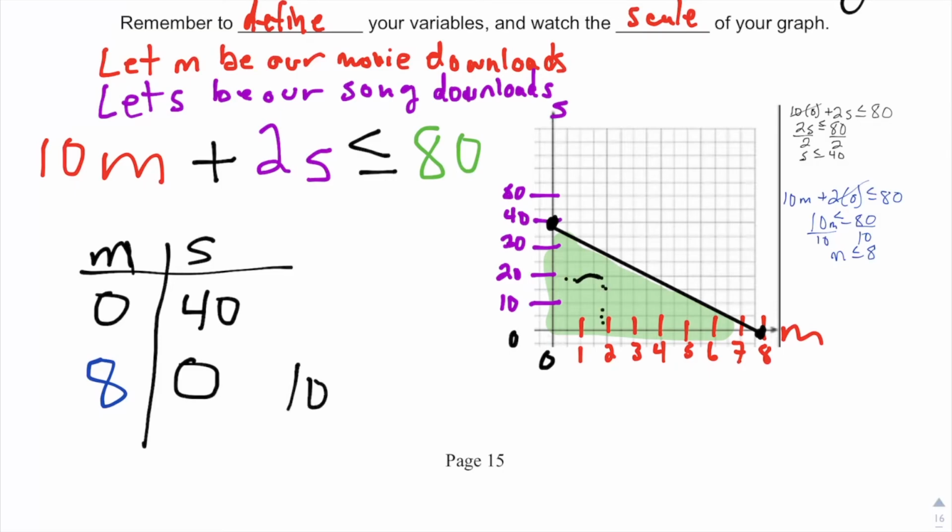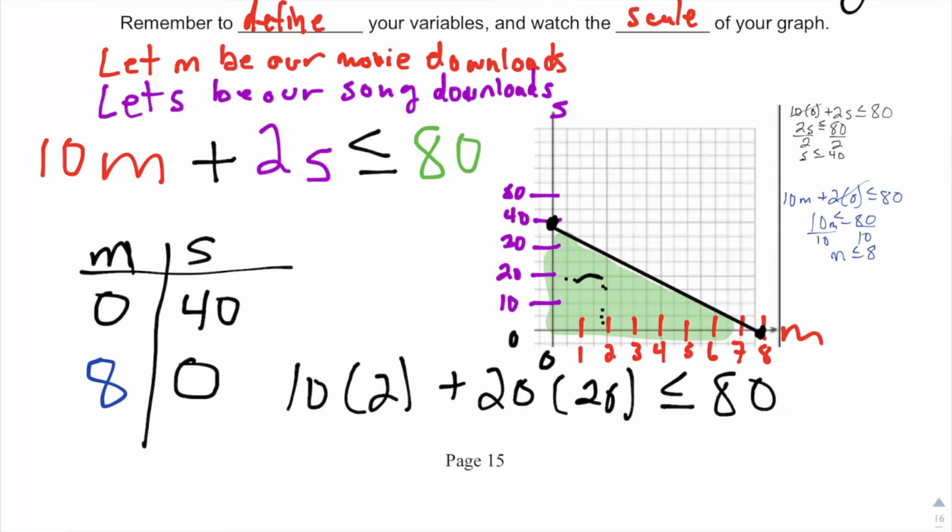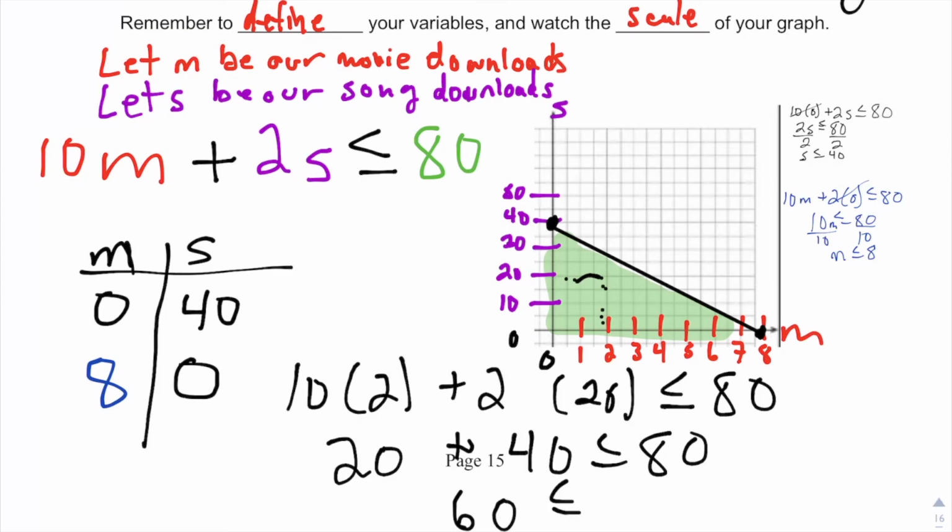So if I had 10 and I plugged in 2 movies, plus 2 and I plugged in 20 songs, let's see if it keeps this a true statement. Well, 10 times 2 is 20. Then 2, my fault, times 20 is 40. 20 plus 40 is 60. So as you can see, that's a true statement. 60 is definitely less than 80.